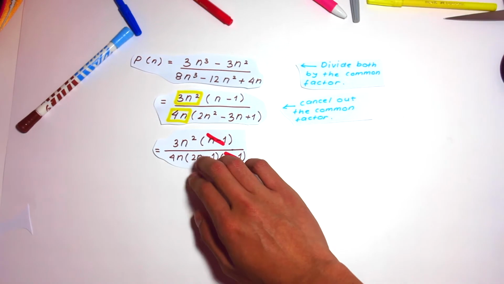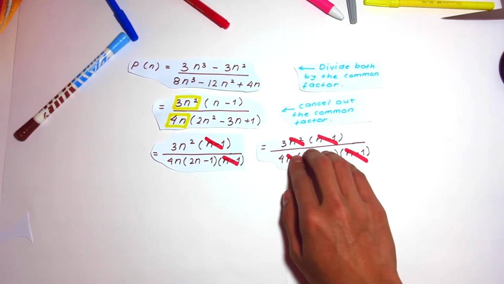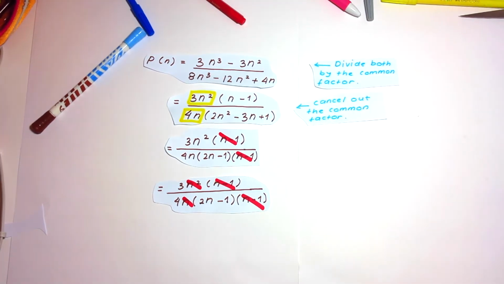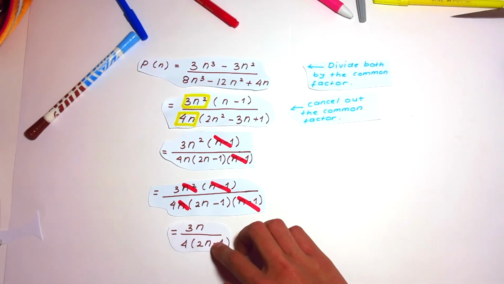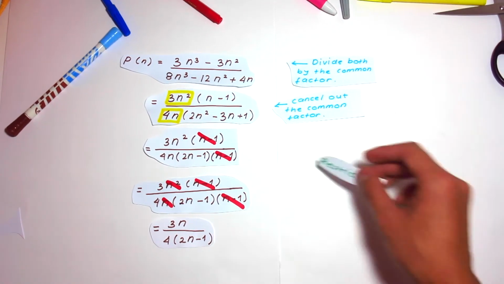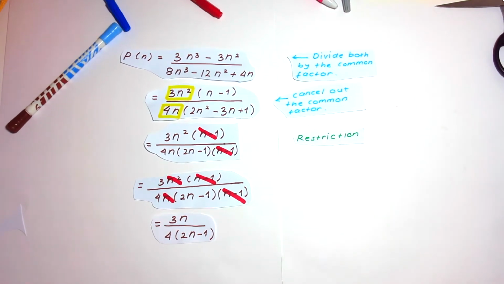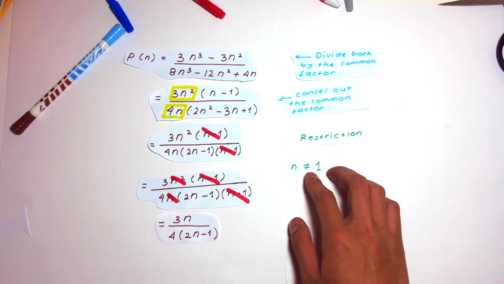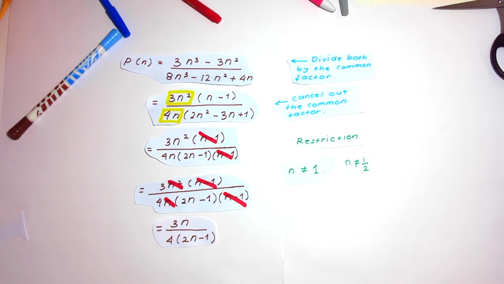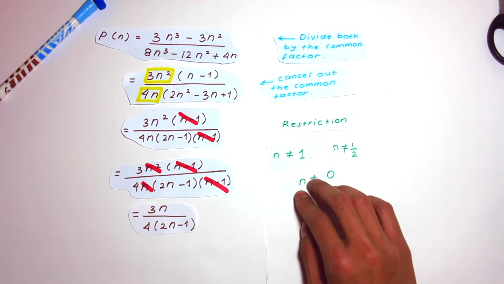And you can cancel out the top n with the bottom n, and that leaves it 3n over 4 times 2n minus 1. Now, your restrictions for this problem are n cannot equal 1, n cannot equal a half, and n cannot equal 0, because if any of these n's were these numbers, it would make the denominator 0.